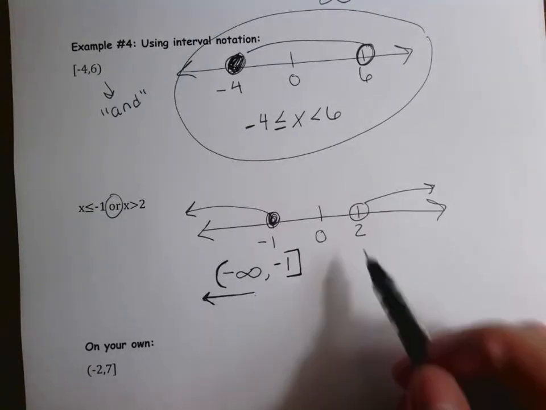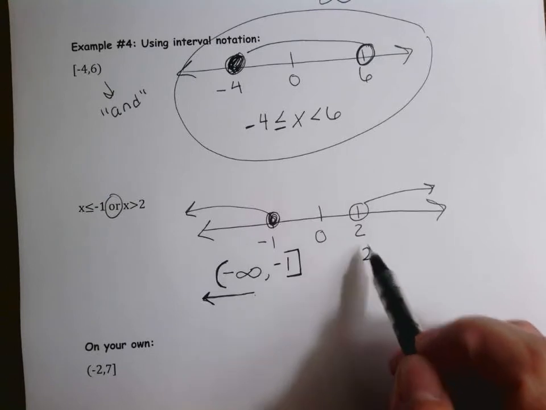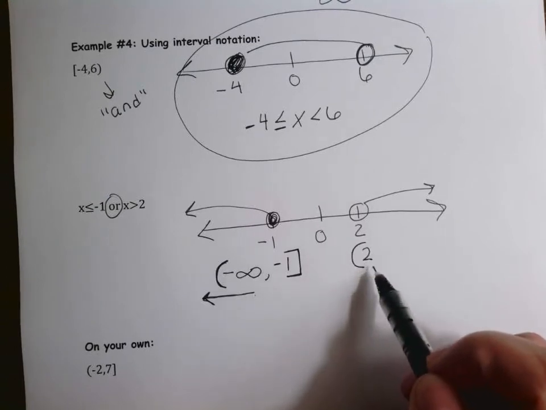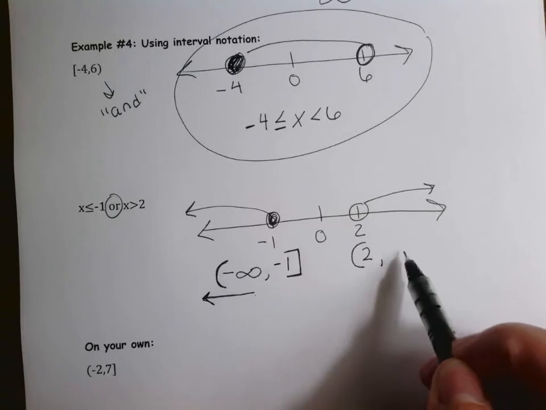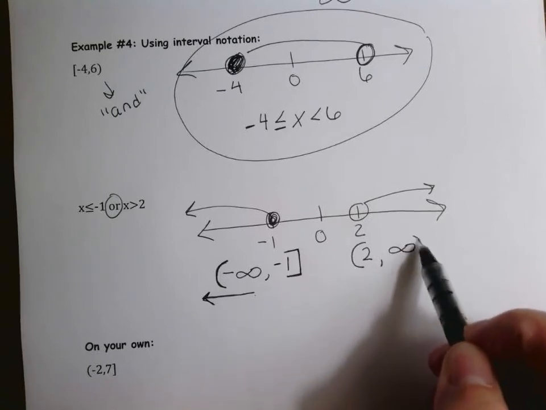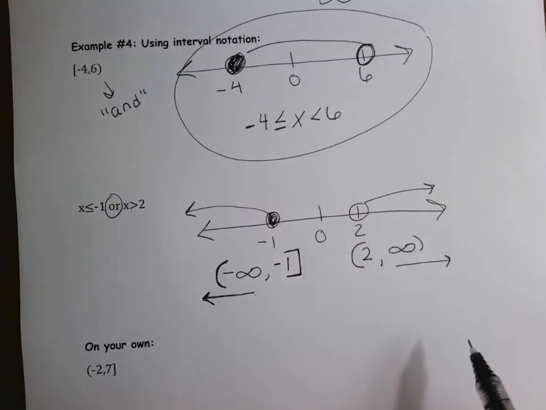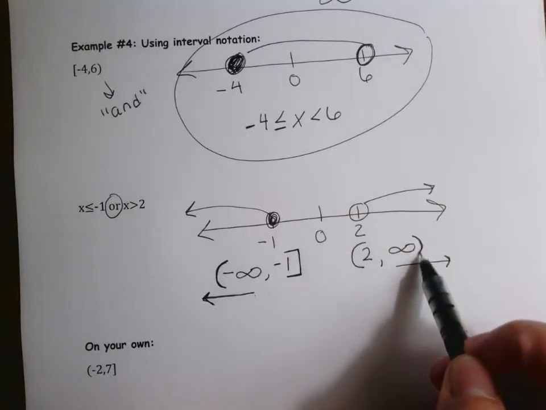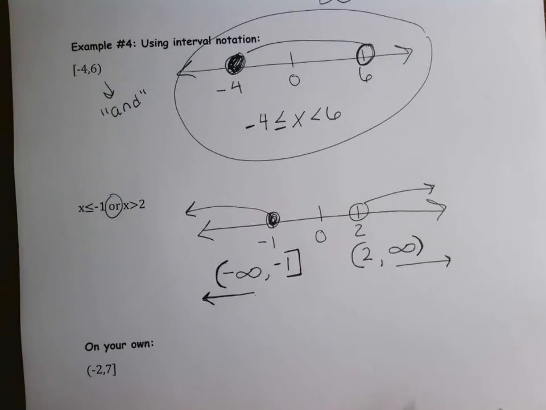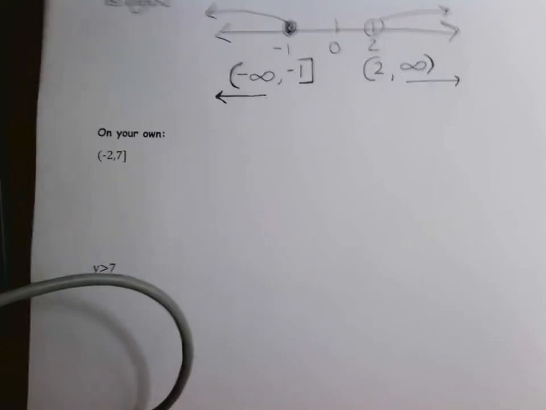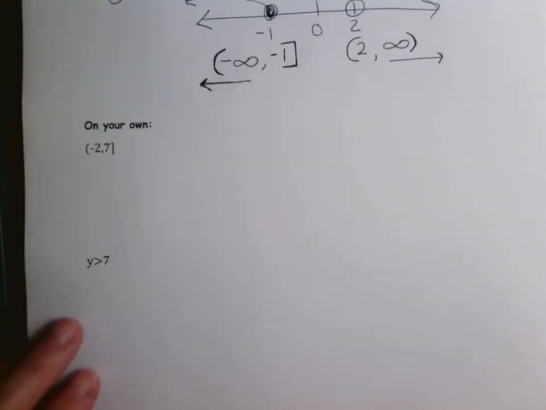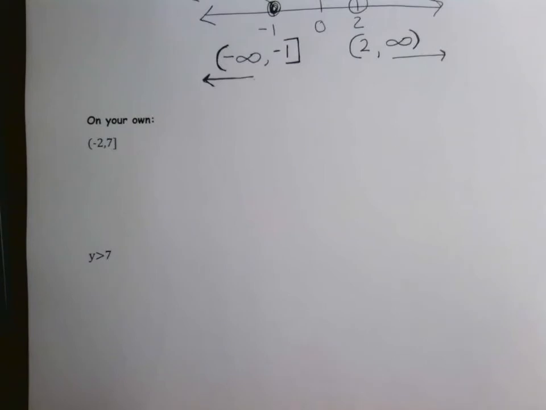Over here, I'm starting at 2, but not including 2, so that's a parentheses. And what am I doing? I'm going all the way out to +infinity. And that is how you write interval notation. Go ahead and rewind that and watch that again. And then when you're ready, try on your own. And this is actually a single inequality. It's not a compound, but go ahead and write that single inequality in interval notation.